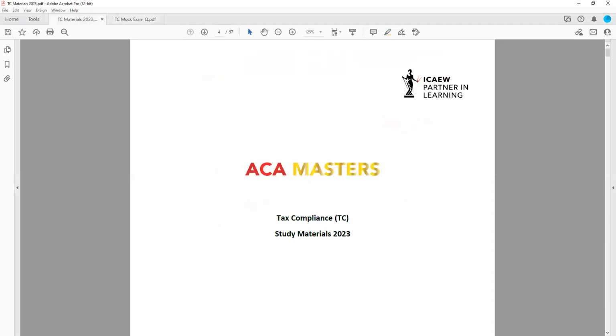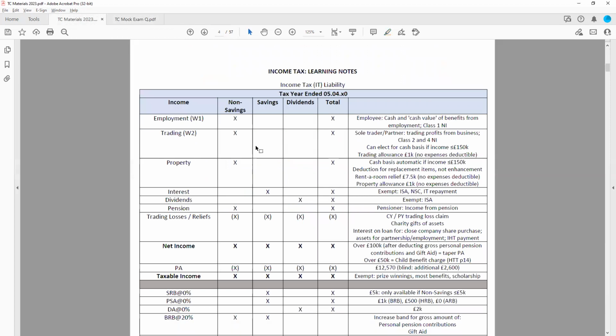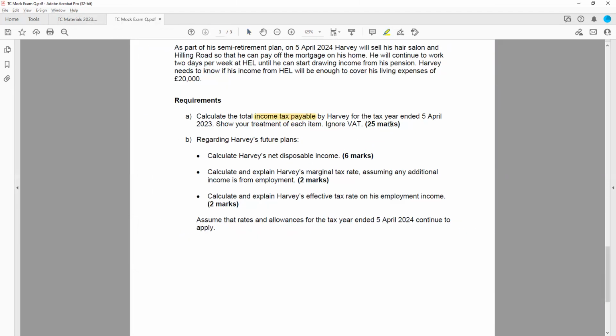Very standard TC question, because of course we know we've got the different types of income, and then we're going to come through and multiply through by the bands. So presumably there's going to be quite a lot of different types of income here because there's a lot of marks allocated to this part of the question.